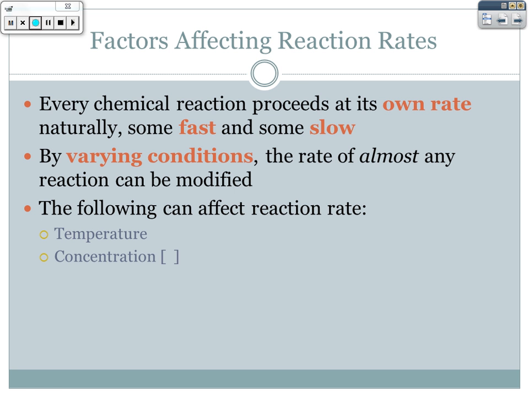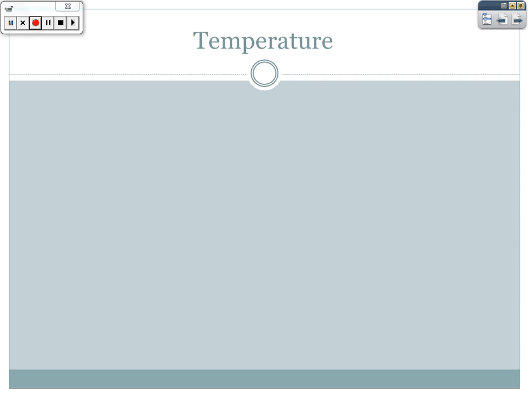Concentration is also one, and I put these fancy brackets next to it because we use brackets as a shorthand to indicate concentration, and you're going to have to use these when we start doing calculations, so I'm trying to get you used to the idea of brackets being related to concentration. Particle size also affects reaction rate, as does the use or non-use of a catalyst. So let's look at how these factors actually affect rate.